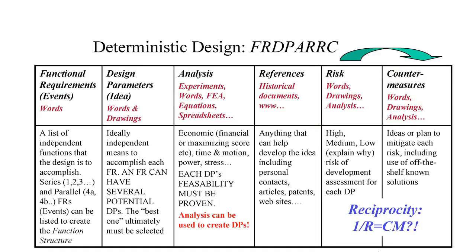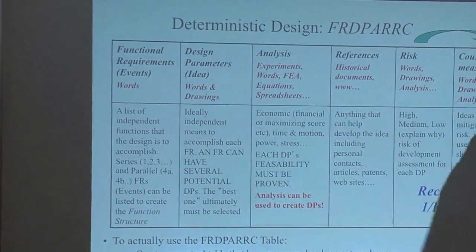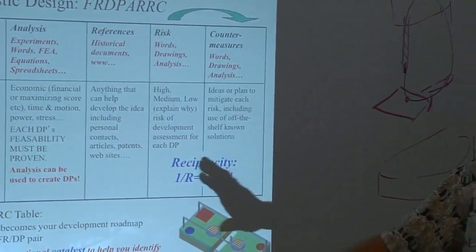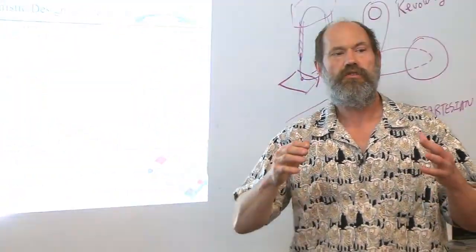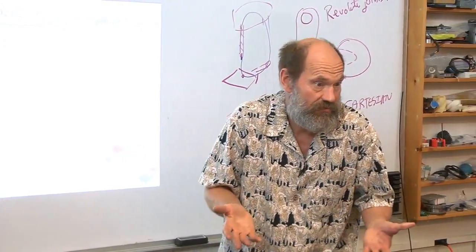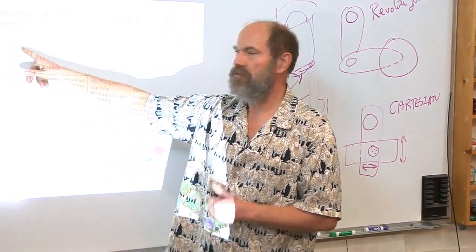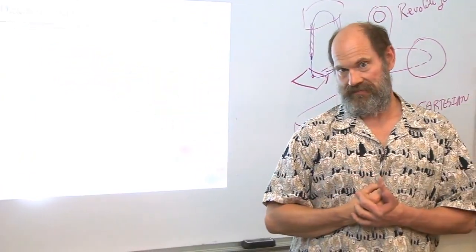These, I would hypothesize, are the 6 most basic things that you gotta have when you're thinking about a design. And you want to burn these ideas into your head, so whenever you think of something, you just FRDPARRC it always. Whoop! These are the functional requirements, or the events. What does the thing have to do? What does it do? That's the functional requirement. The design parameters, or the idea, is how does it do it?